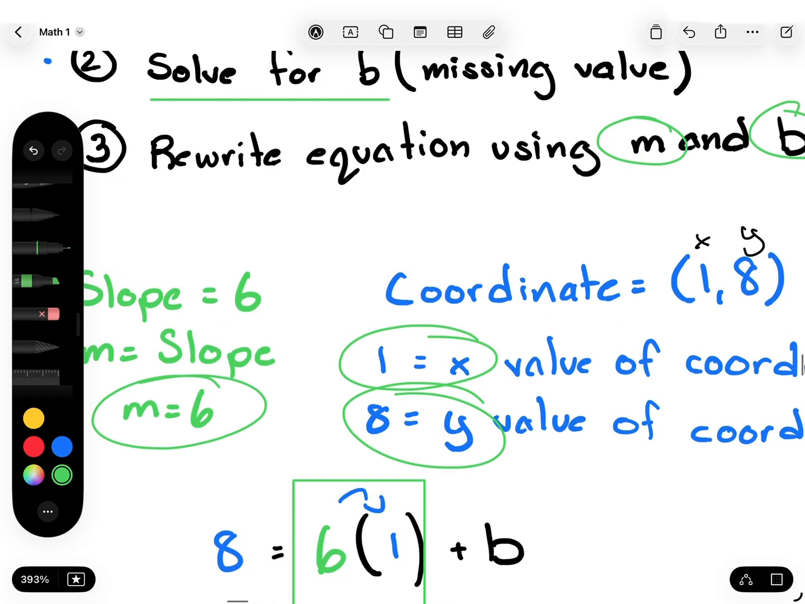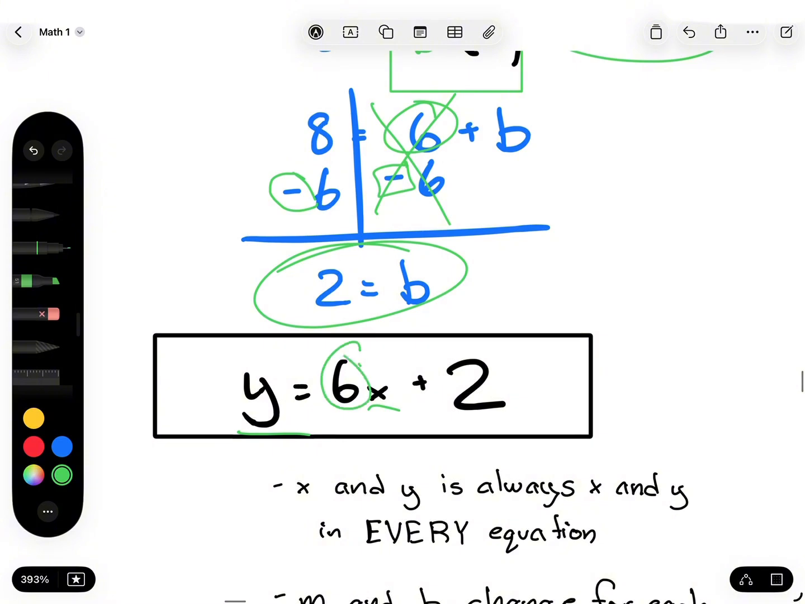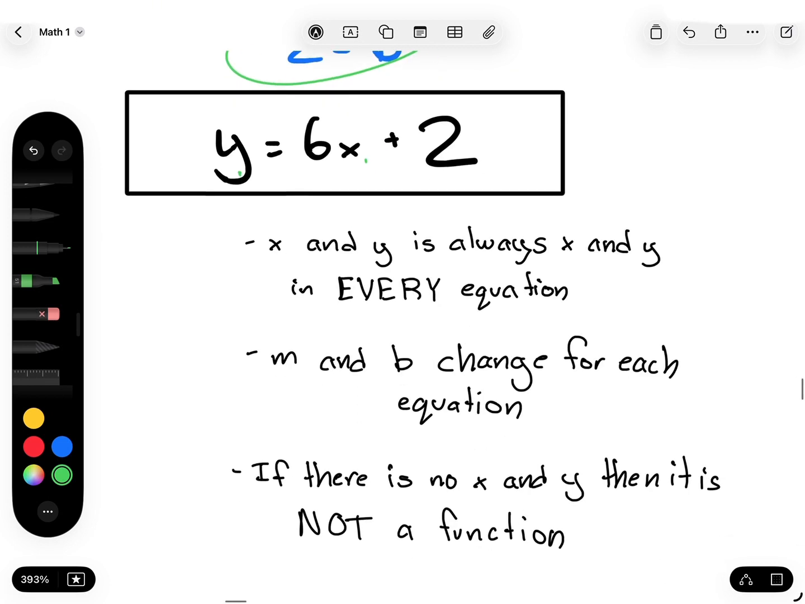Now that we have both values, where m is equal to 6 and b is equal to 2, we can write our equation using only m and b. This means that we keep y and x, and we replace m with 6 and b with 2. Just a few pointers. X and y is always x and y in every linear equation, if not any function equation. So if the function equation doesn't have y or x, then it's most likely not a function.